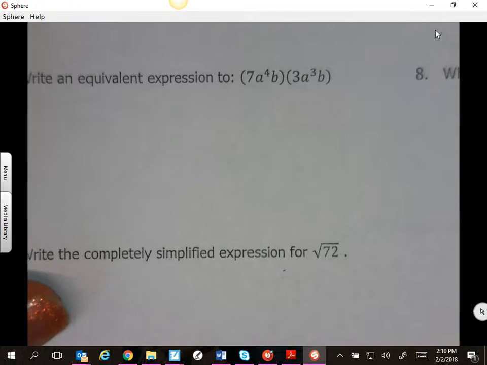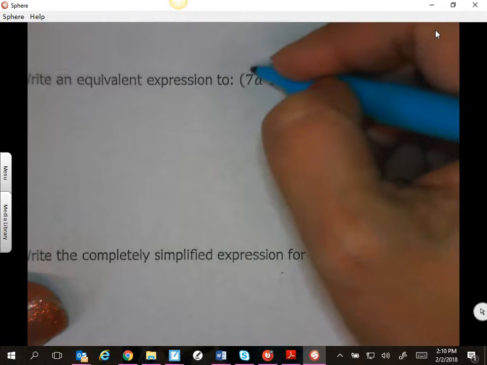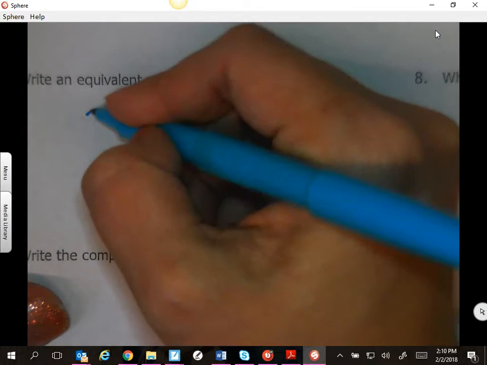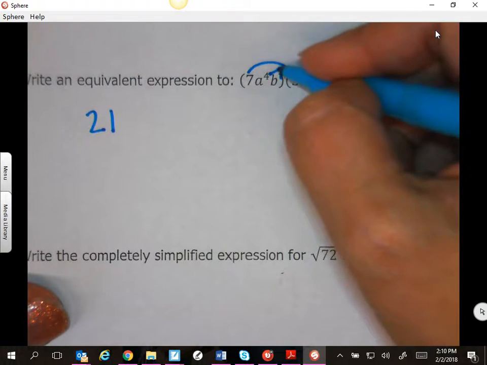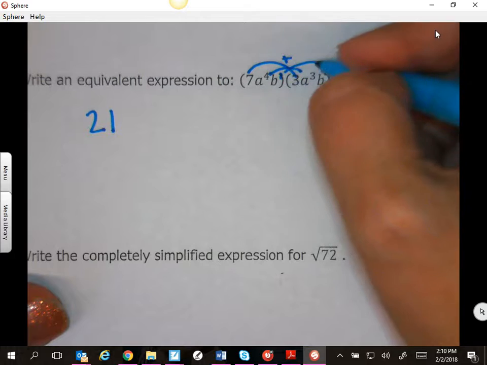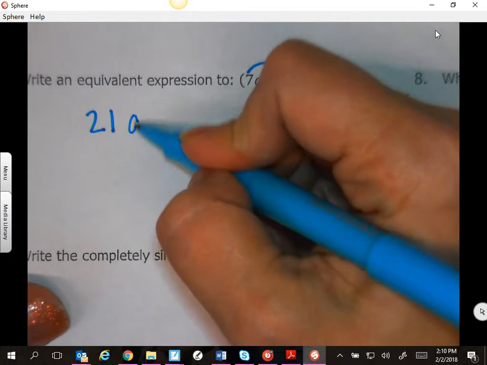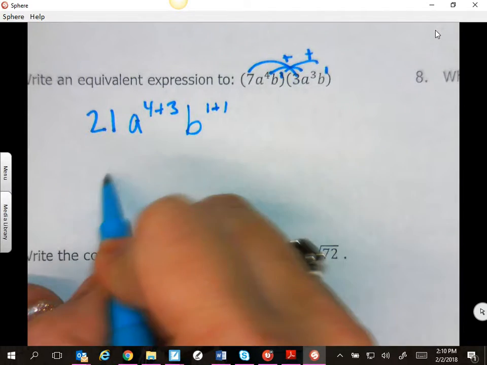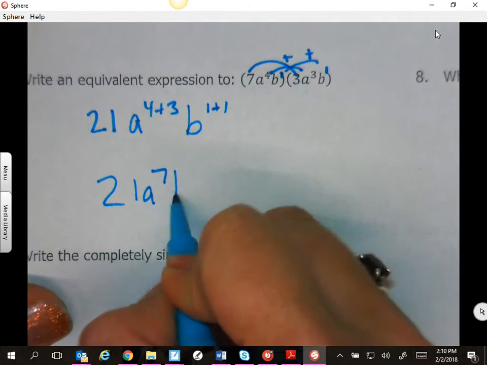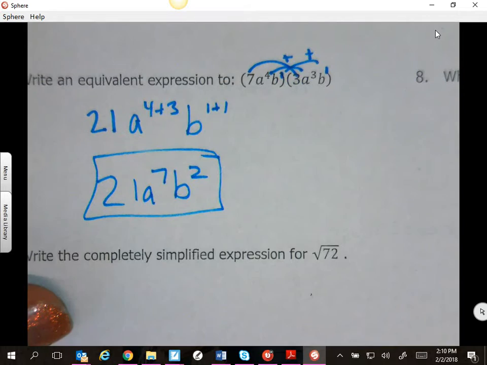Write the equivalent expression. Okay, we're multiplying here, so that means we're going to multiply our coefficient. 7 times 3 is 21. I'm going to put a 1 with my b's, and we're going to add our exponent. We can say a to the 4 plus 3, b to the 1 plus 1, 21, a to the 7, b squared. Hopefully you're doing good.